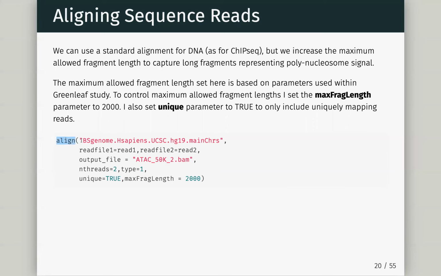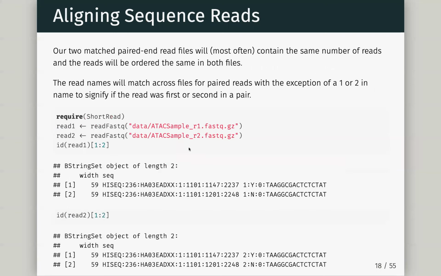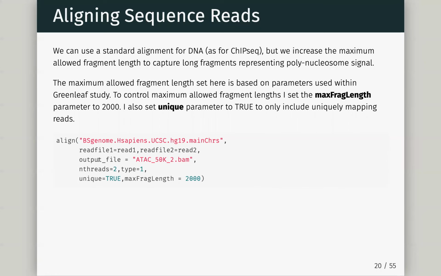So I'll do align, and I'm going to set the BS genome index we want to align against. I'll tell it, I've got 2 reads now, so I'll tell it read 1 file is read 1, read 2 file is read 2. And that's just the names of the files here. Output file, we're going to call it attack 50. This is the name of the sample on GEO. I'm going to tell it type equals 1. Type 1 means DNA here. We didn't have to change that because we used subjunc for alignment previously.